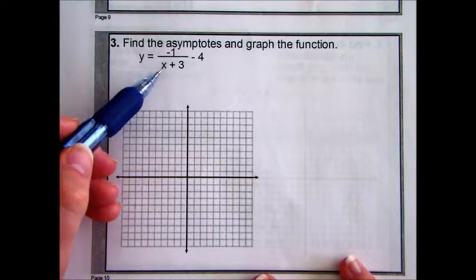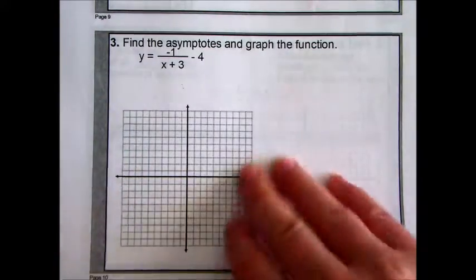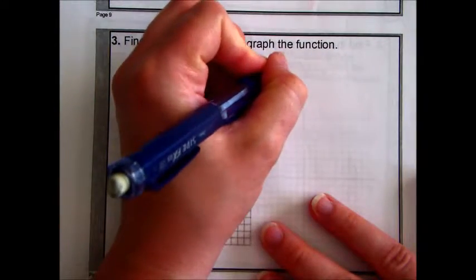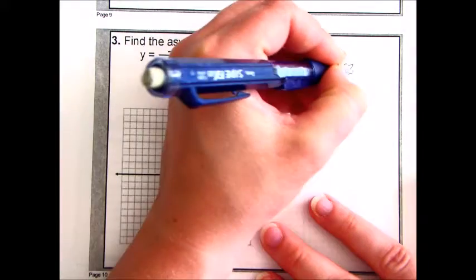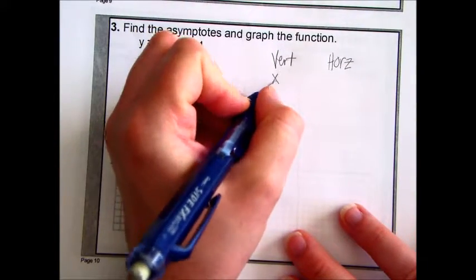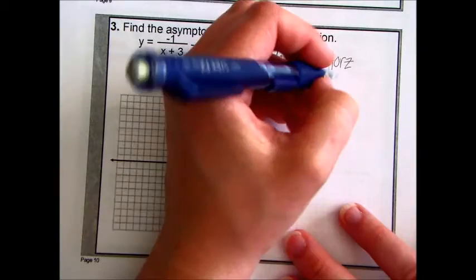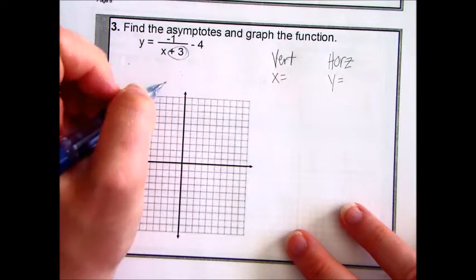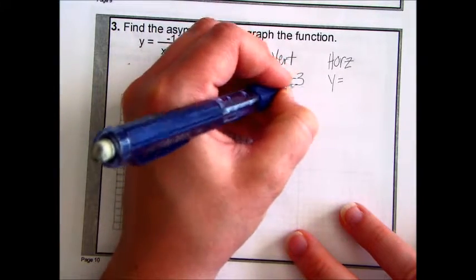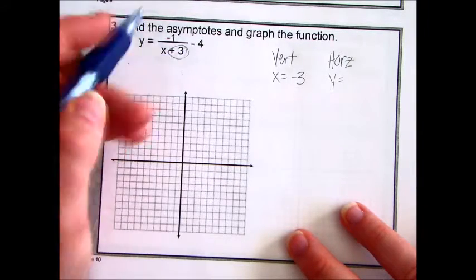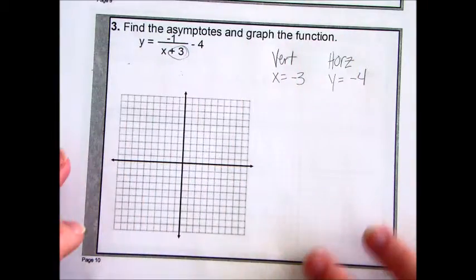Okay. So I'm going to say that I have, just like I did in the last one, a vertical asymptote and a horizontal asymptote. The vertical asymptote is x equals, the horizontal asymptote is y equals. And the x one is opposite of the denominator, so negative 3. Just like our excluded value would be. And our horizontal one is what's in the back, a minus 4.